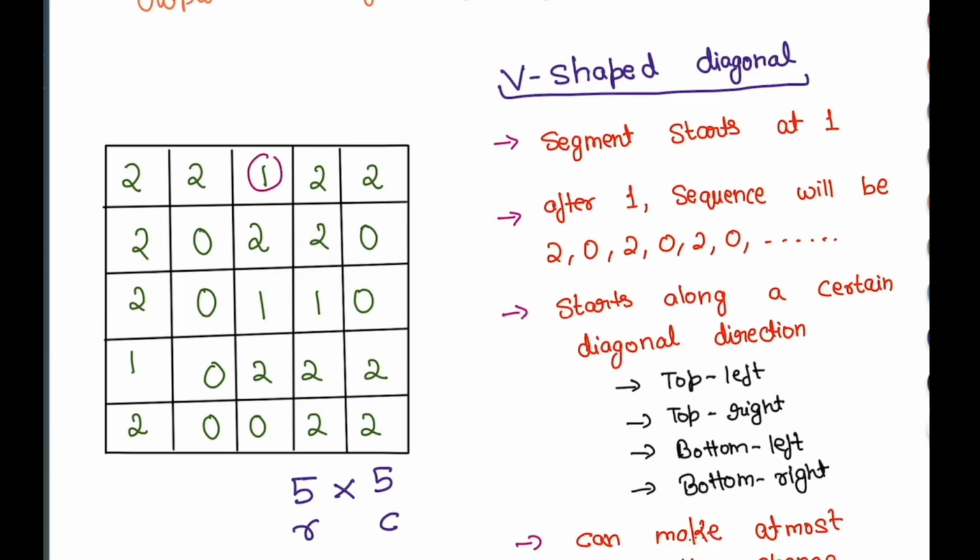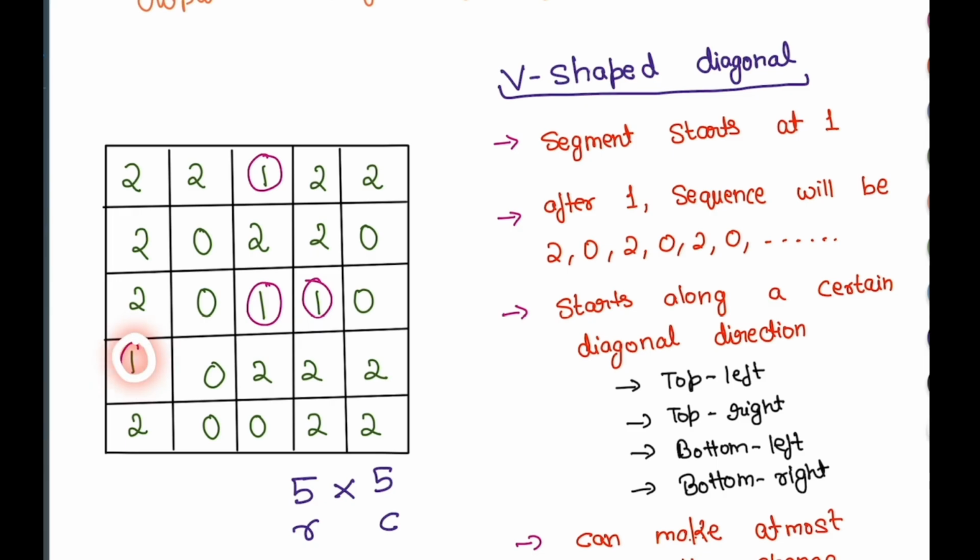We have 1, 2, 3, 4 ones, right? So there are 4 different points at which we can start and create a V-shaped diagonal segment. Now let us try with each of the points one by one. So when we are trying with this particular one, our segment will definitely start with a 1, right? So we cannot try with other points because they are 2. We cannot start creating our segments with other points. But we can start at this particular point, right?